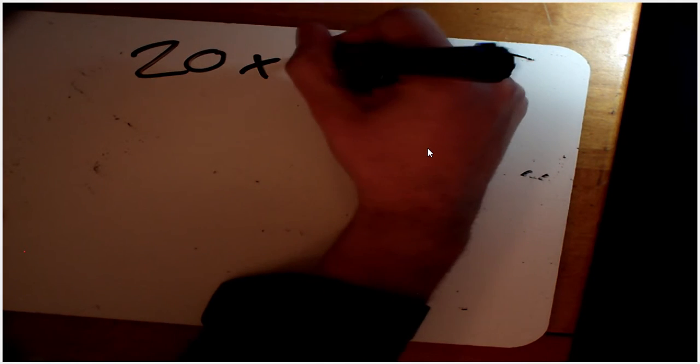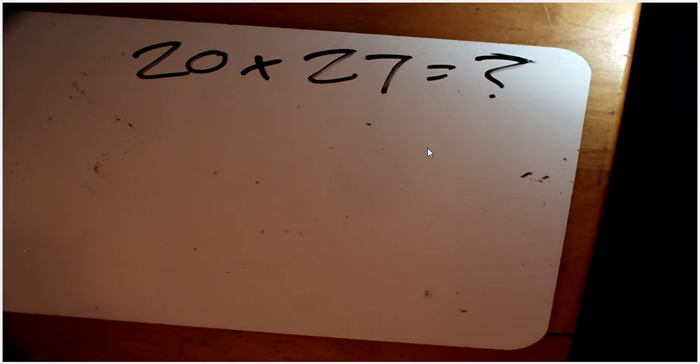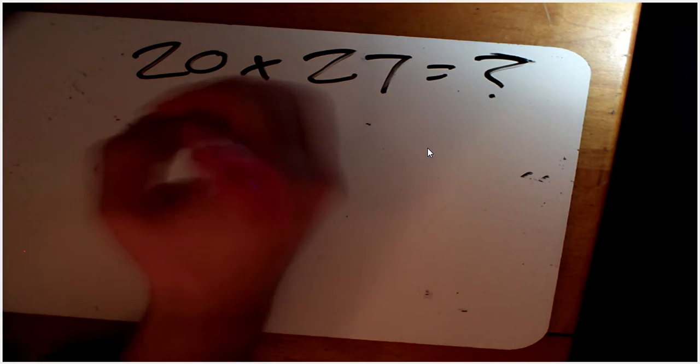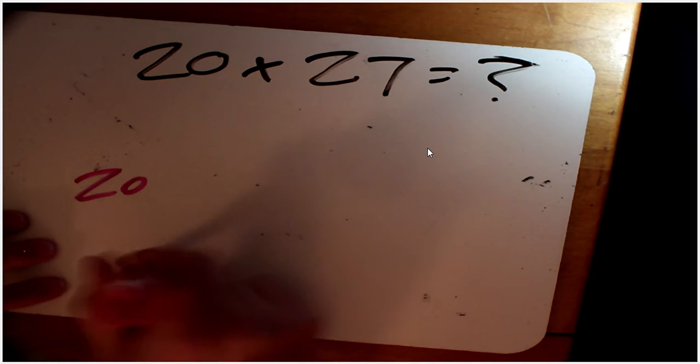Let's look at the problem. 20 times 27. So 20 times 27, which one of these is my multiple of 10? If you said 20, give yourself a pat on the back. Let's draw up my area model.